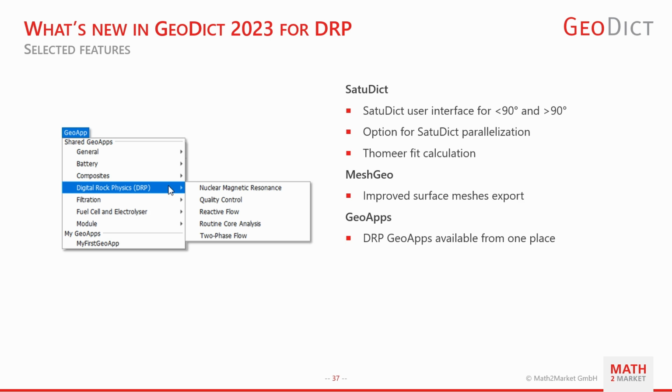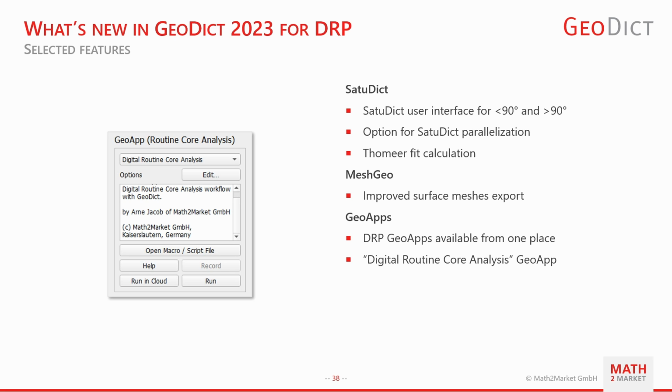In the GeoApp menu, the Digital Rock Physics section has obtained more apps from other modules, distributed in subsections. With GeoDict 2023, you will now find all the relevant GeoApps for digital rock physics in this particular section. There's one completely new GeoApp, the Digital Routine Core Analysis. This app bundles various features for geometrical characterization as well as a Stokes computation for all flow directions. For a smart overview, the results are combined with an automated generation of a PowerPoint report summarizing all the results and visualizations in one file.